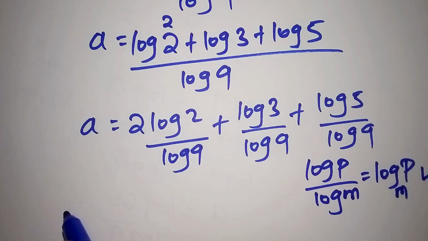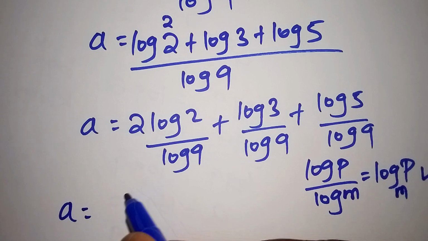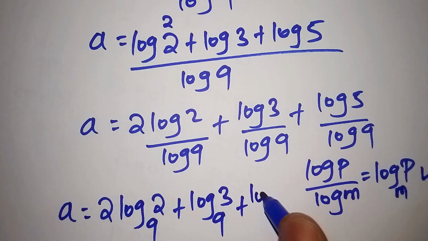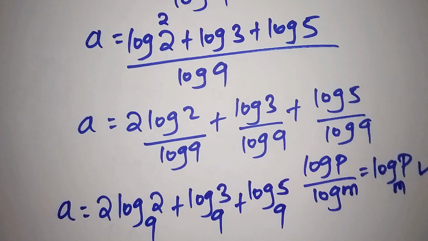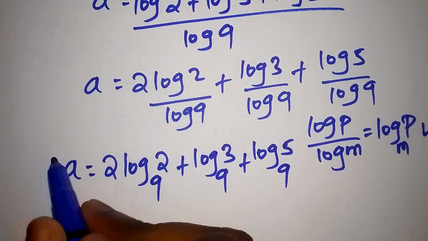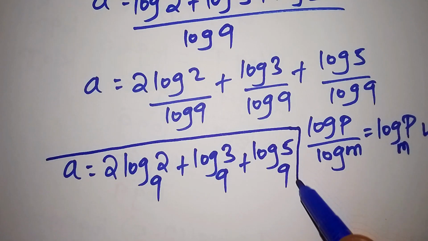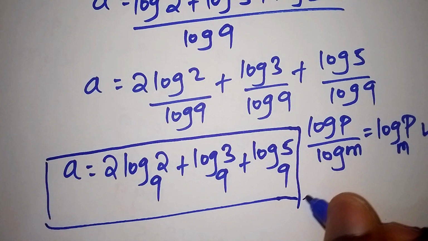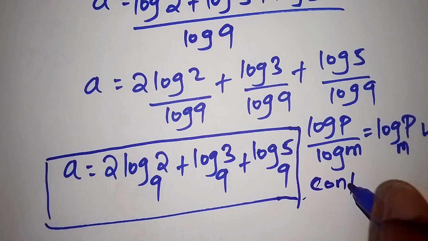So now our value for a, we shall take it to be 2 log 2 to the base of 9, plus log 3 to the base of 9, plus log 5 to the base of 9. So now these shall be confirmed to be almost correct and the best and appropriate answer. I don't know how you got yours, so write it in the comment section. So let's now confirm this answer.